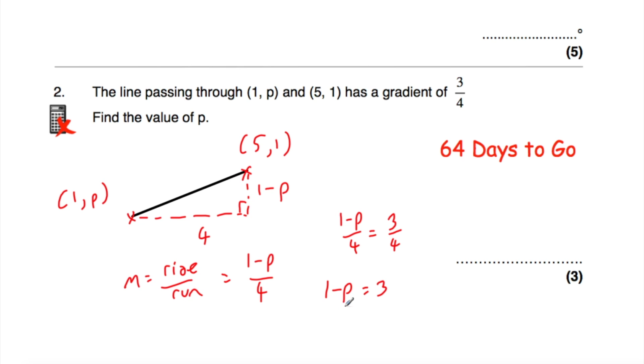And then if we solve this equation, so subtract 1 and subtract 1, we're going to get minus p is equal to 2. And that means that p is equal to negative 2. So it means that p is equal to negative 2. And that's it. And we can just check that.